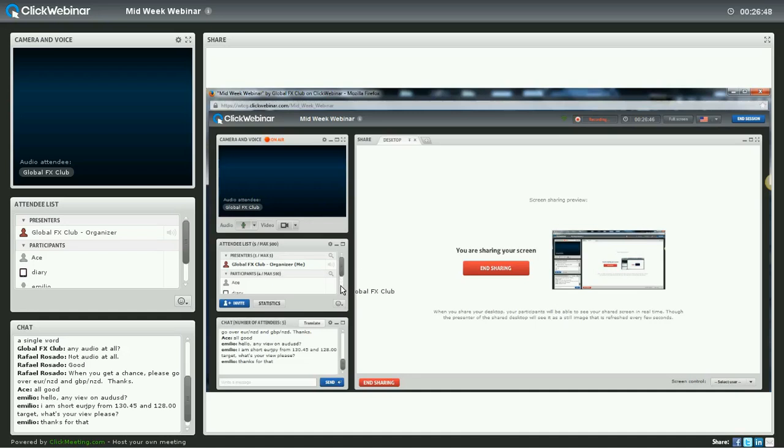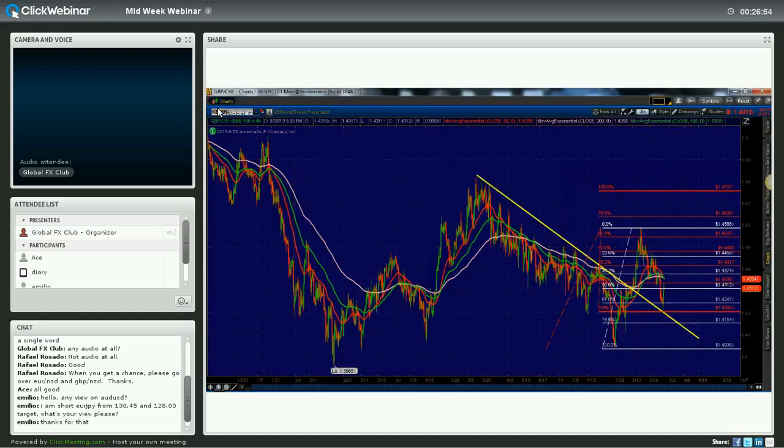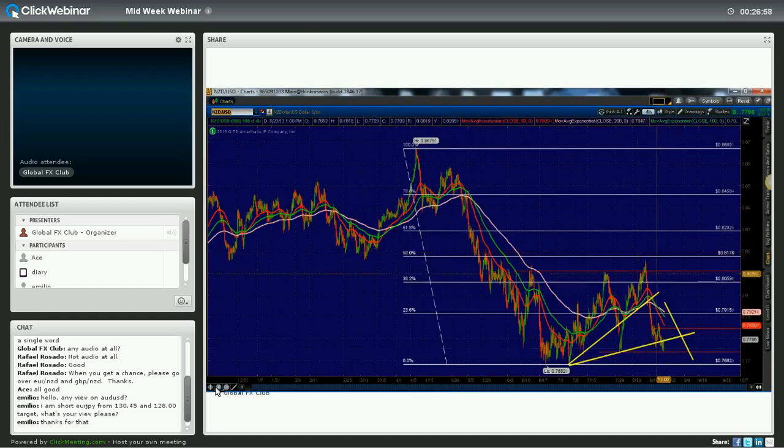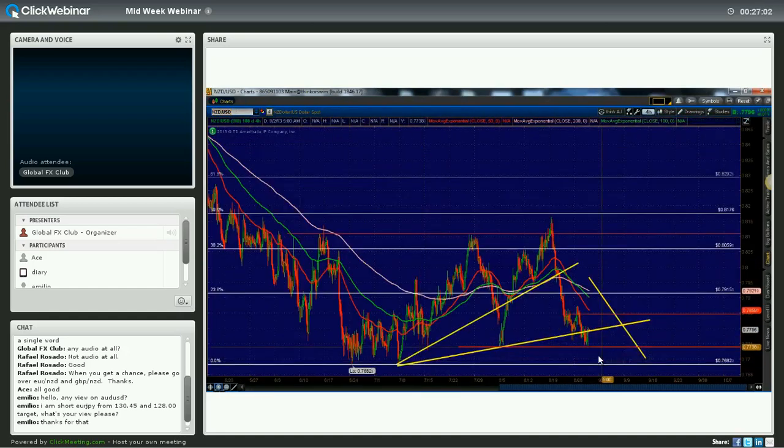Any other requests while I'm running through pairs? Please feel free. Kiwi dollar. All right, we held this. Kiwi dollar is annoying here. We held this double bottom type situation here, just below 775. We're trying to break back above this trend line.